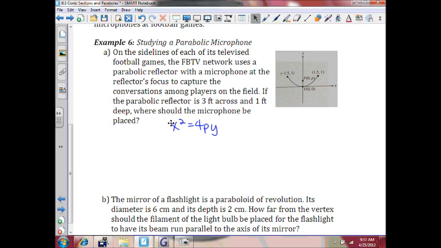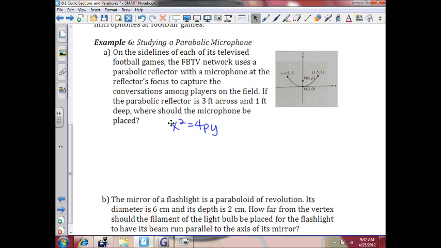On the sidelines of each of its televised football games, the FBTV network used a parabolic reflector with a microphone at the reflector's focus to capture the conversations among the players in the field. I'm sure you've seen them before: large plastic parabolic microphones. If the parabolic reflector is 3 feet across and 1 foot deep, where should the microphone be placed?